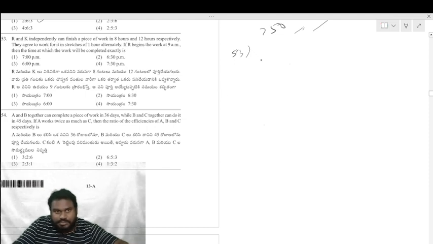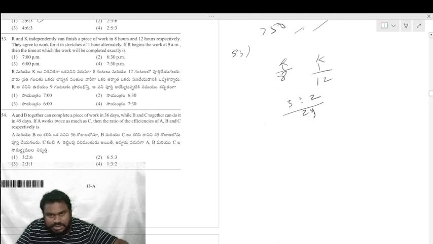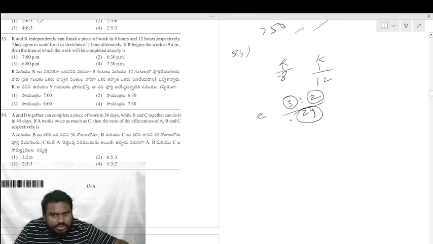Okay, remember this. So 53, R and K independently can finish a piece of work in 8 hours and 12 hours respectively. So what is the LCM? 24. So 3 is to 2. So these are time and work shortcuts. So R's capacity is 3, K's capacity is 2. Efficiency. Okay. The total works are 24 works.